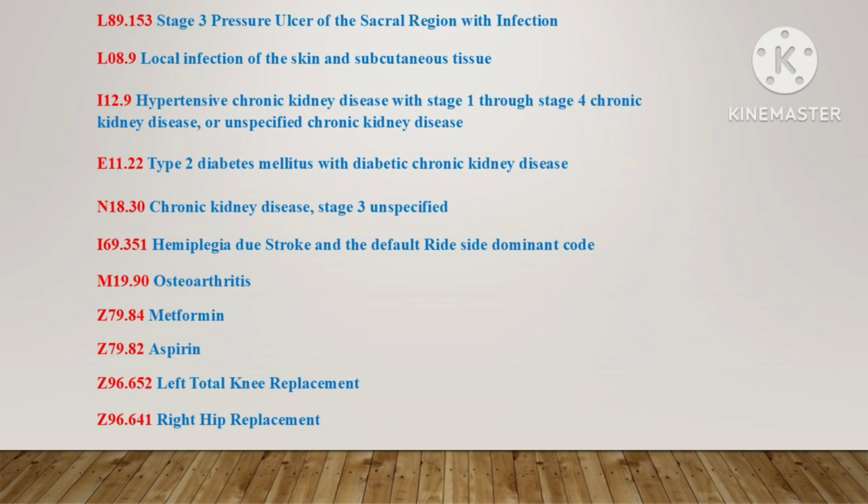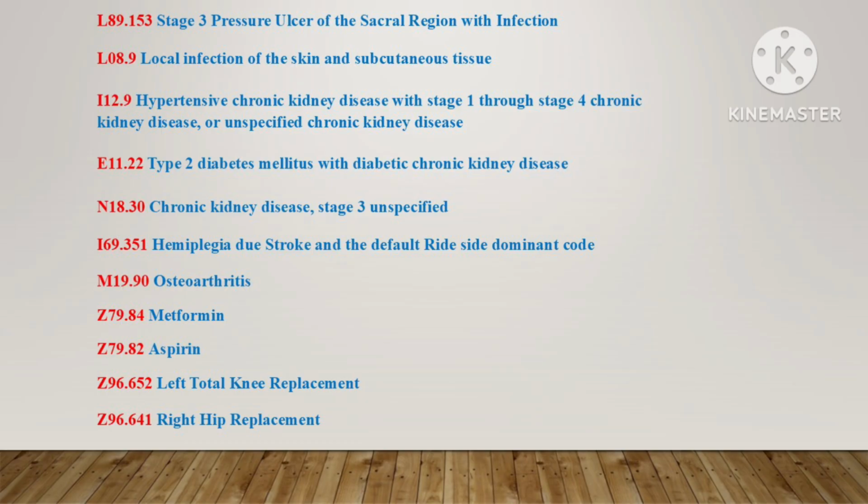Next, find out combination codes for HTN, CKD and diabetes. ICD-10-CM has combination codes for CKD with HTN and diabetes. I12.9 for hypertensive chronic kidney disease with stage 1 through stage 4 chronic kidney disease, or unspecified chronic kidney disease. And E11.22 for type 2 diabetes mellitus with diabetic chronic kidney disease. Now with I12.9 and E11.22, we need to add N18.30, chronic kidney disease, stage 3 unspecified, to explain the stage of CKD. For history of stroke with residual weakness on right side, we have to give hemiplegia due to stroke, and the default right side dominant code for it is I69.351.